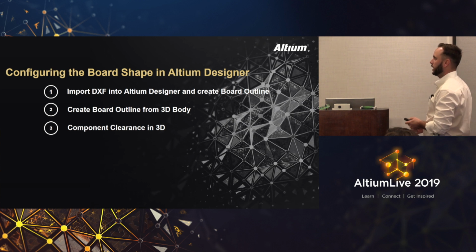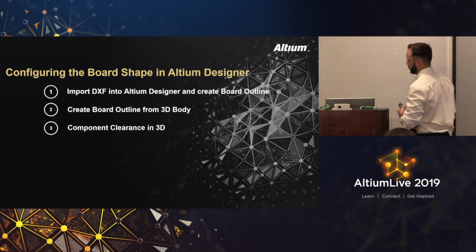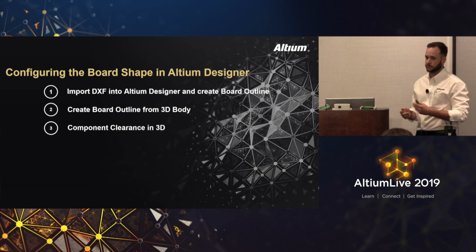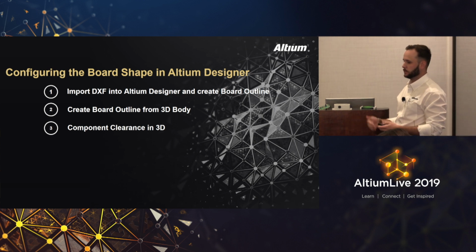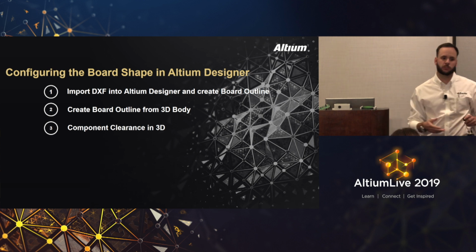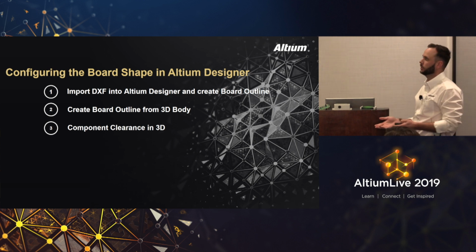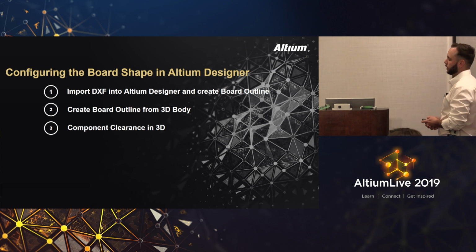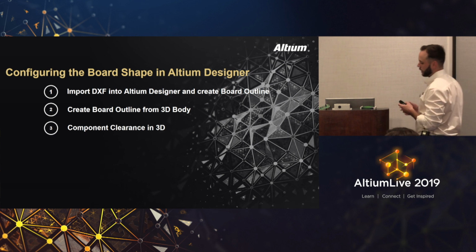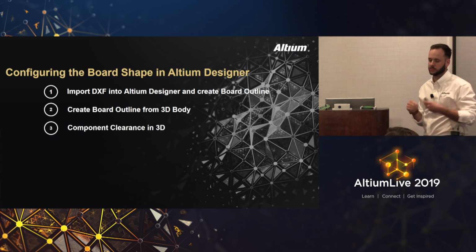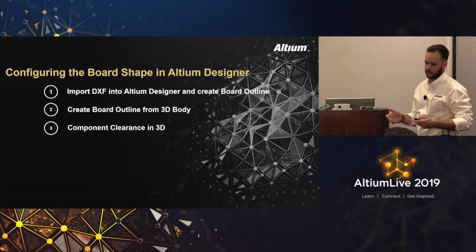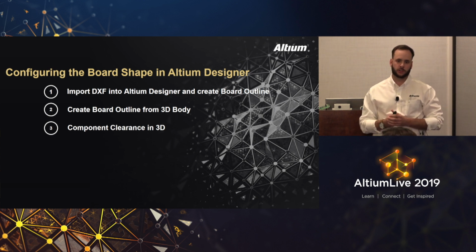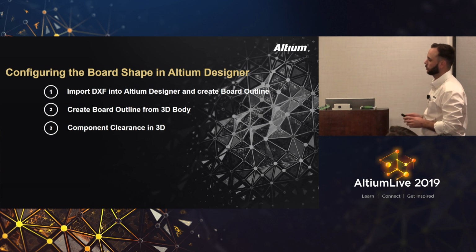So first thing we're going to look at is we're going to configure the board shape in Altium Designer. Some of you are going to be very familiar with some of these methods, especially with the DXF, but I want to bring up the pros and cons of using these traditional methods because it's not foolproof. Right? We'll then create a board outline from a 3D body. So bringing that 3D body directly into Altium Designer, and how can we create a board shape from there. And then we're going to look at some component clearance in 3D just to see if our component placement makes sense with what we're working with right now.